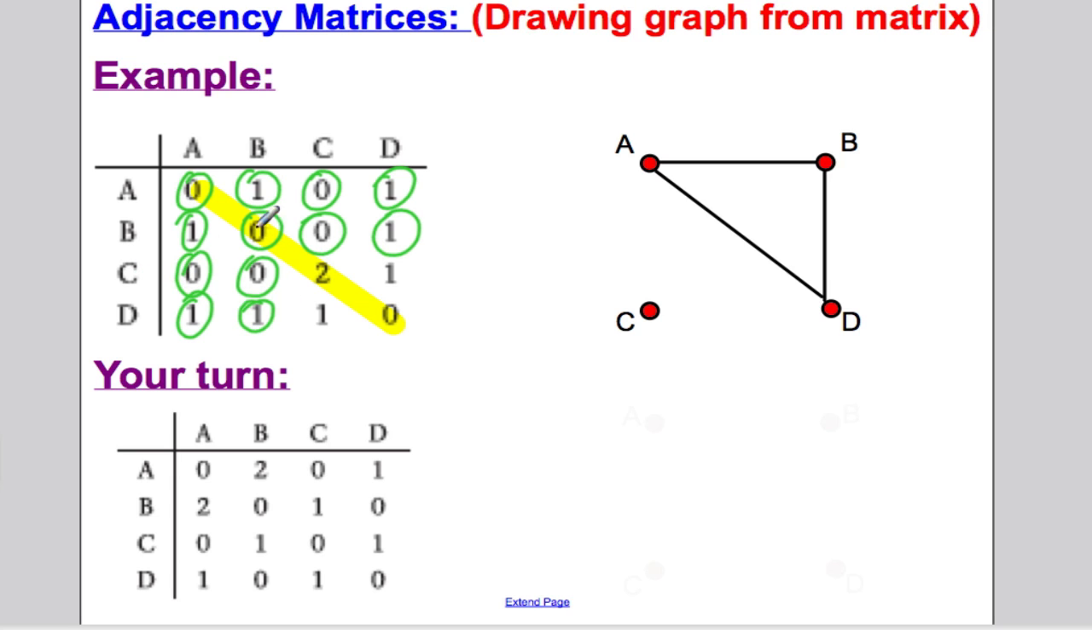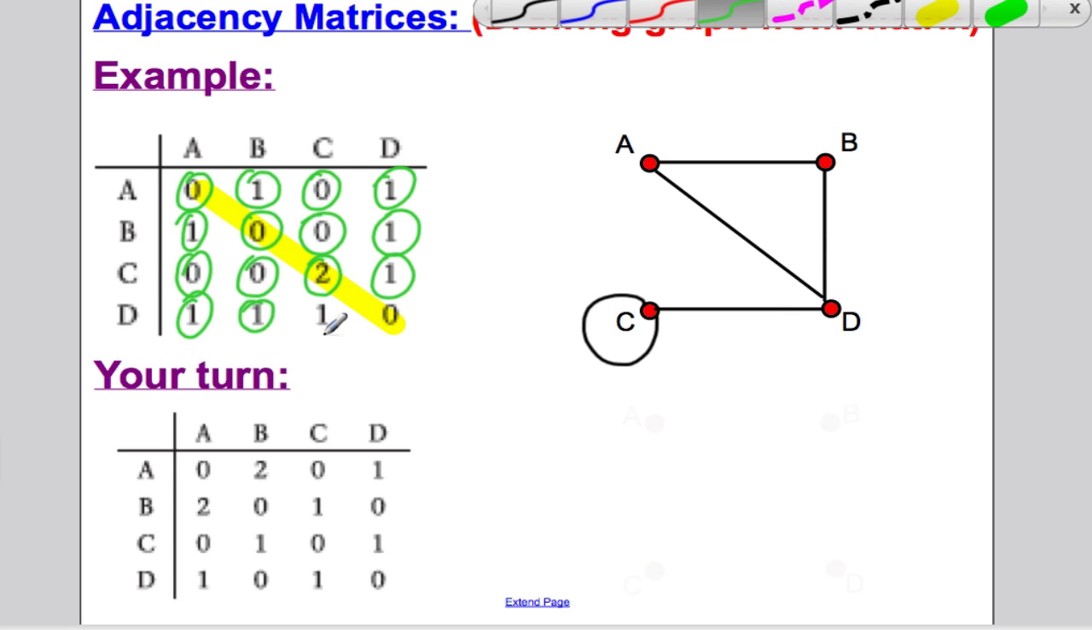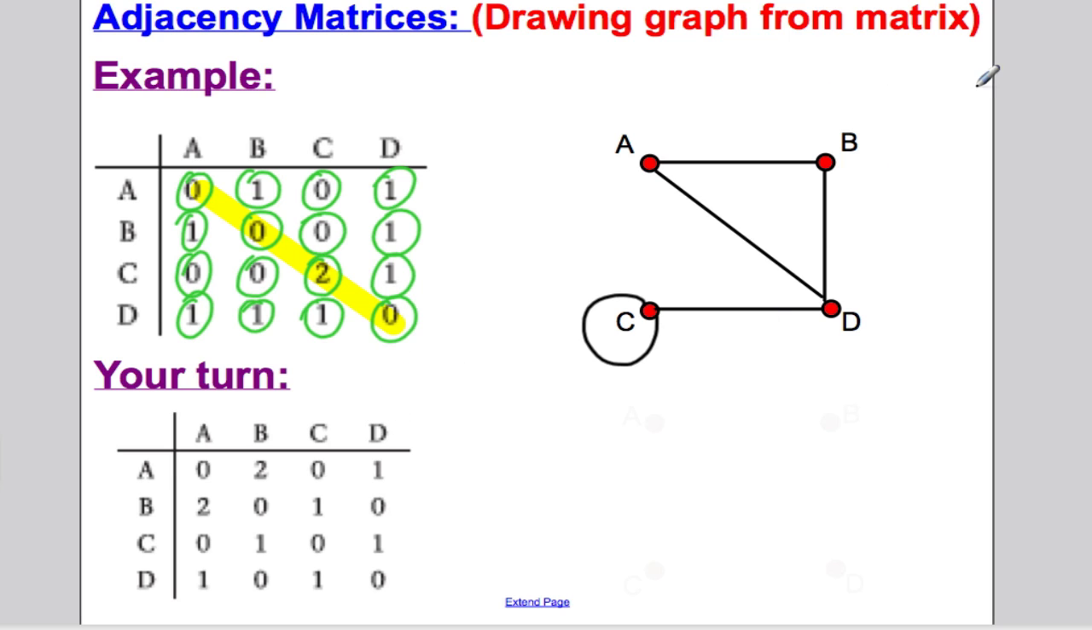Between C and A I've done, between C and B I've done, between C and C there is 2. Now the only way you can have 2 between C and C is if you have a loop going on here. So I'm just going to draw in for us, there's a loop going on here. Okay, and between C and D there's 1. So let's draw that in. Between C and D there's 1. Okay, and I have done this one by the same virtue. And between D and D there's none. So there you go, I have drawn myself a graph from that adjacency matrix there.